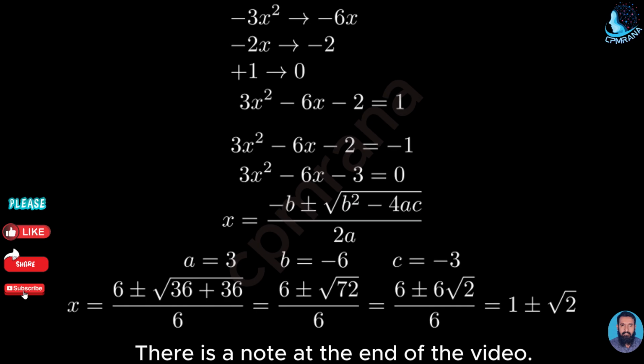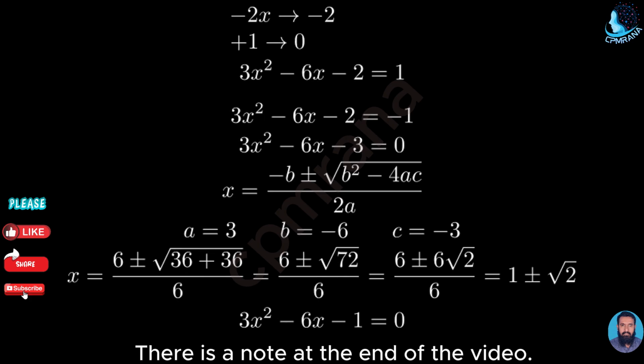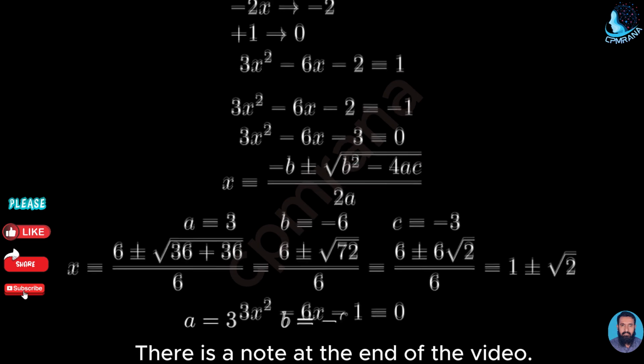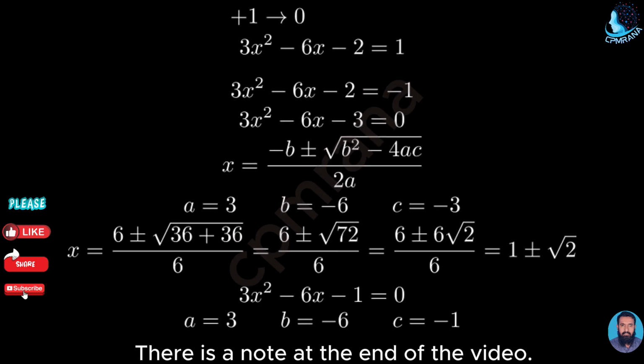Now let's solve the second equation, where the derivative equals negative 1. Adding 1 to both sides gives us 3x squared minus 6x minus 1 equals 0. Again, we'll use the quadratic formula.